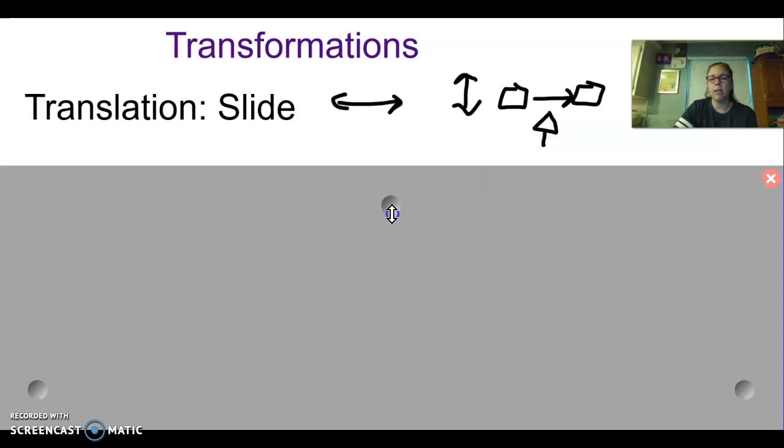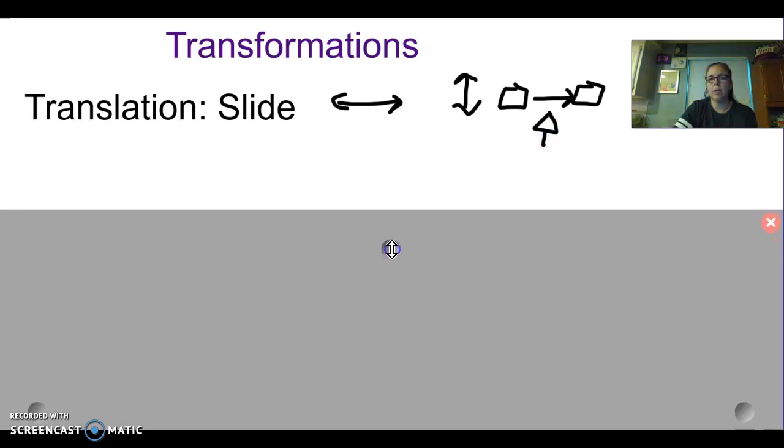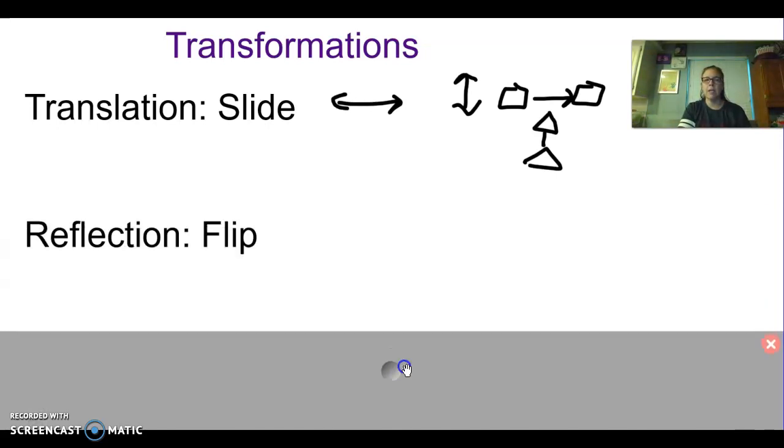I've run out of space already. Oh, there we go. I have more space than I thought. We're going to move it down. Okay. And well, I'll get to that in a minute. All right. So we're just taking a picture and we're moving it. It stays the same. If it's looking up, it's still looking up. It looks the exact same. The size stays the same.